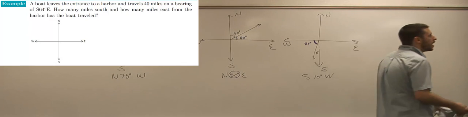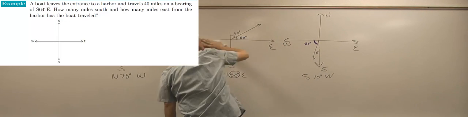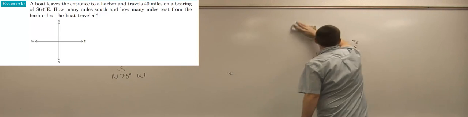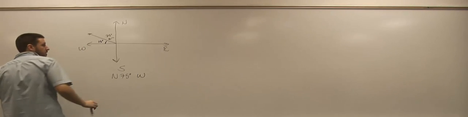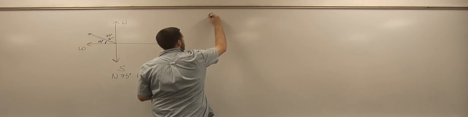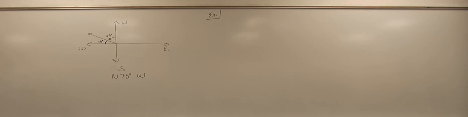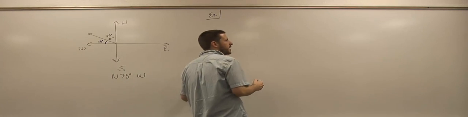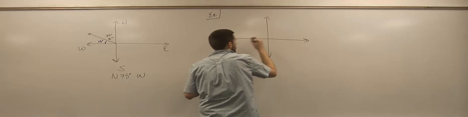A boat leaves the entrance to a harbor and travels 40 miles on a bearing of 64 degrees east of south. How many miles south and how many miles east from the harbor has the boat traveled? So a boat leaves the entrance to a harbor and travels 40 miles on a bearing 64 degrees east of south. So I need to get a picture. I'm all about the picture.